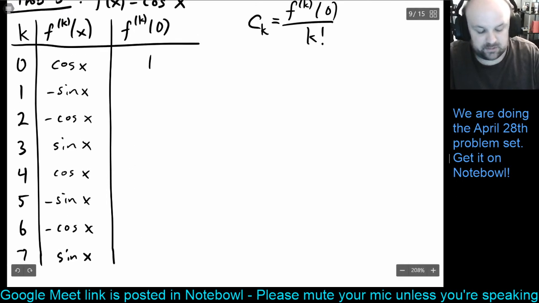Cosine of 0 is 1. Negative sine of 0 is 0. Negative cosine of 0 is minus 1. Sine of 0 is 0. And this is just going to repeat, right?